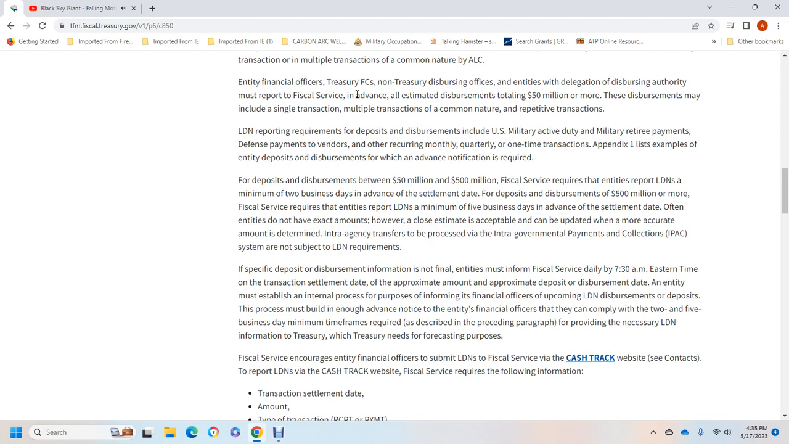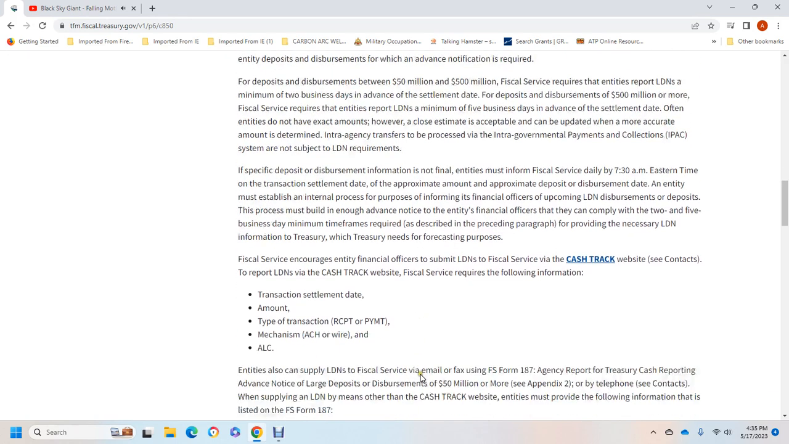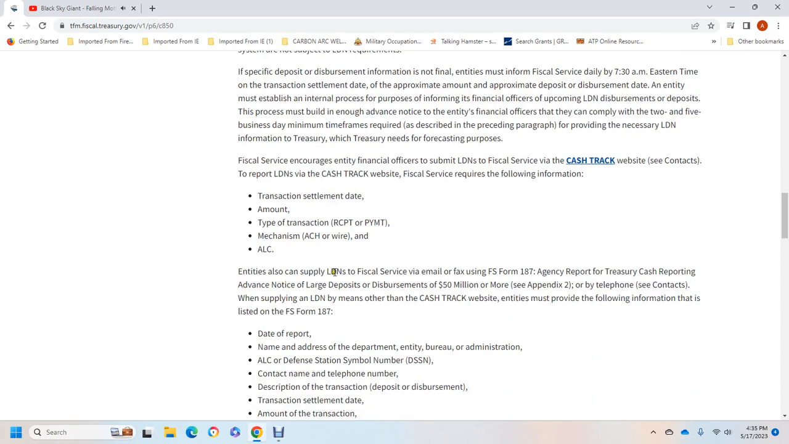to the Treasury, which the Treasury needs for forecast purposes. Financial officers should encourage each to submit large dollar notifications via the Cash Track website. Large dollar notification via the Cash Track website requires the following information: transaction settlement date, amount, type of the transaction, mechanism, agency location code, and entity. Serve the large dollar official service via the U.S.